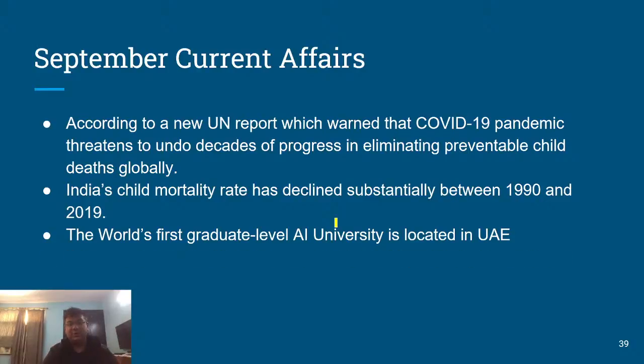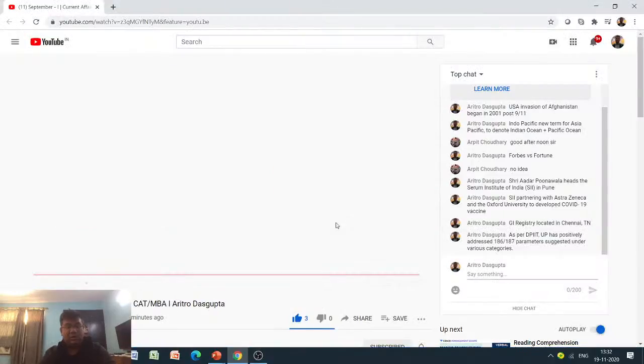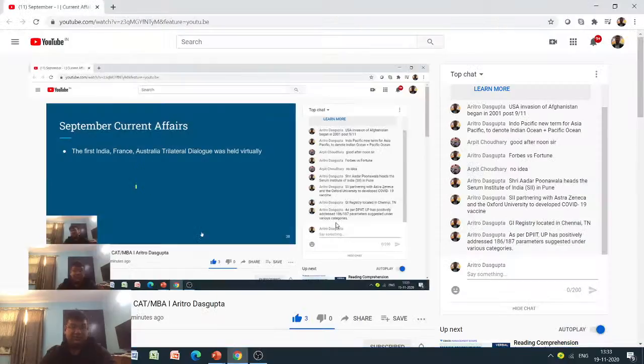The world's first graduate level AI university. So they will be giving you graduate level degrees on AI. It's the first in the world. This has been located in the United Arab Emirates. This will be known as the MBZ UAI. MBZ stands for the ruler of Abu Dhabi and the president of the UAE. His name is Mohammed bin Zayed, Sheikh Mohammed bin Zayed, and the university is Mohammed bin Zayed University for AI, or MBZ UAI, located in Abu Dhabi, which is the capital of the United Arab Emirates.